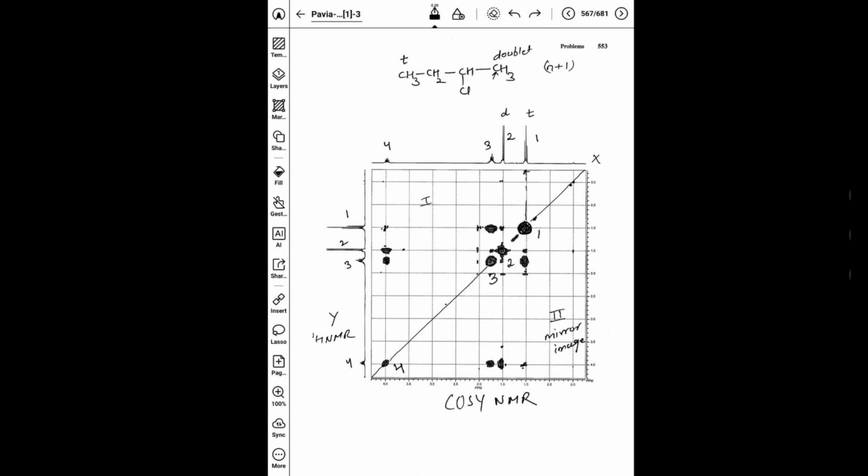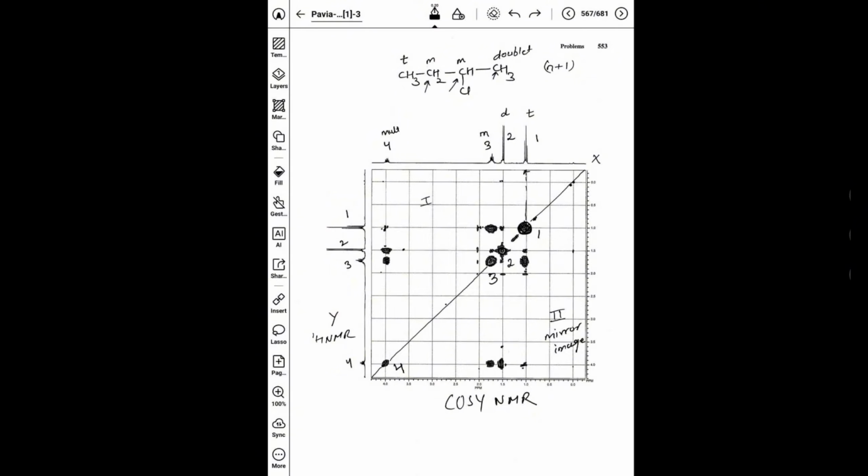So this belongs to these 2 protons. But now we have 2 multiplets at 3 and 4. These are multiplets. We don't know which multiplet belongs to which carbon. Now this one is left and this one is left, right? This is a multiplet, this is also a multiplet. Okay, so how do we solve the COSY NMR?